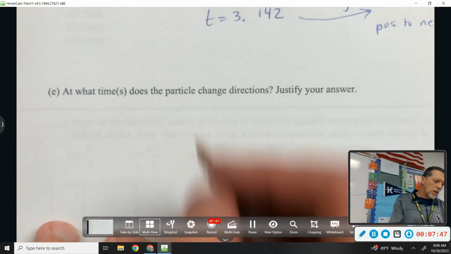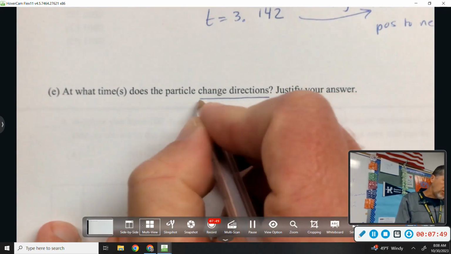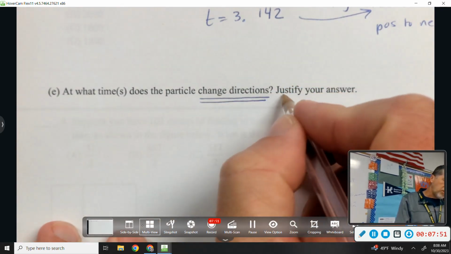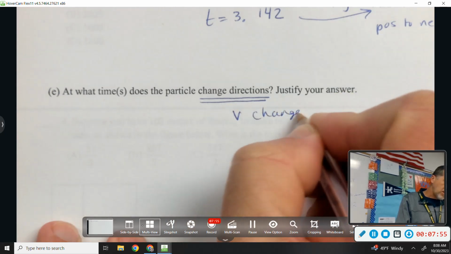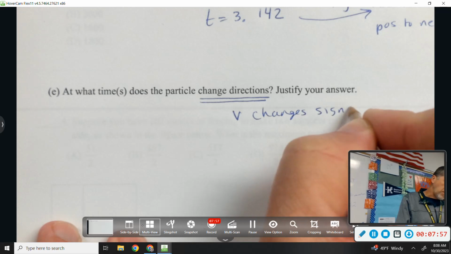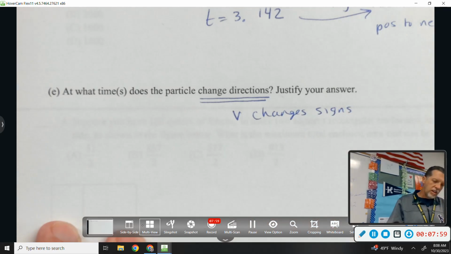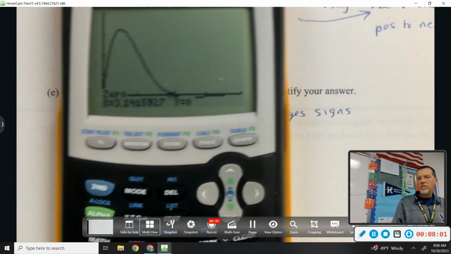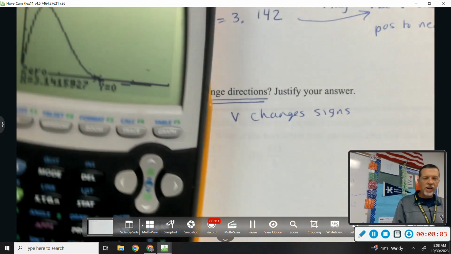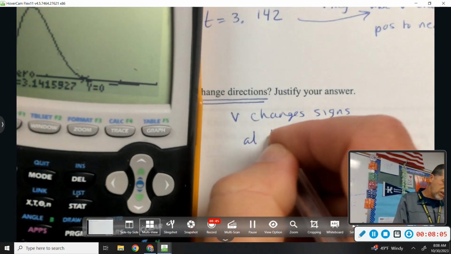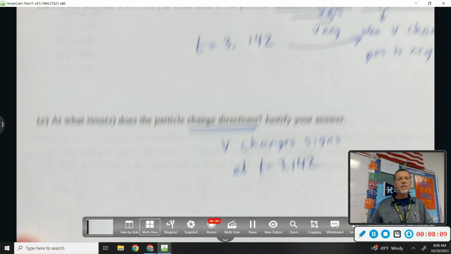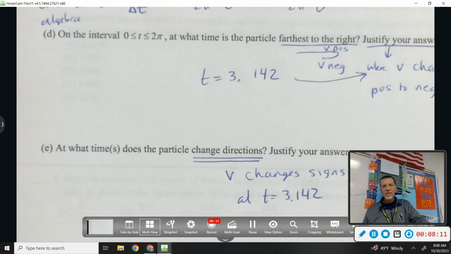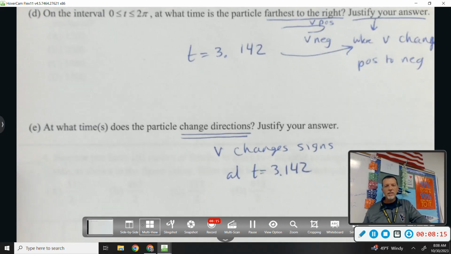Part E, where does the particle change directions? Justify your answer. Well, change of direction would be where v changes signs. So there's my justify. And the only place it changes signs is at the place we just found. So that's kind of weird that D and E have the same answer, slightly different reasons, slightly different question, but the same answer.